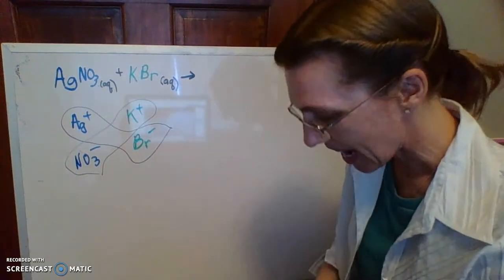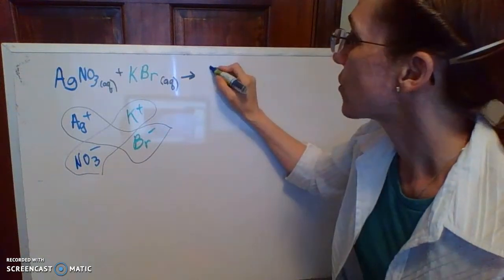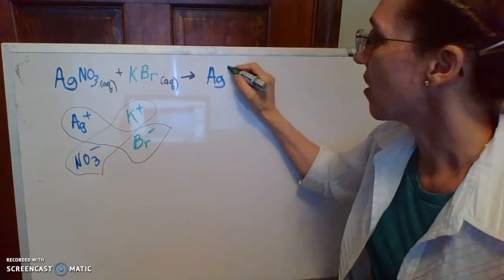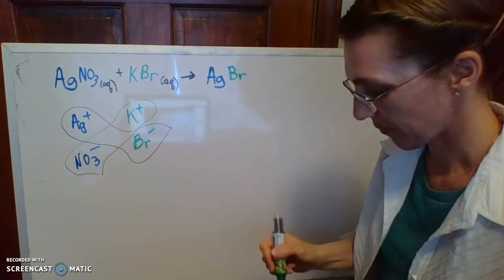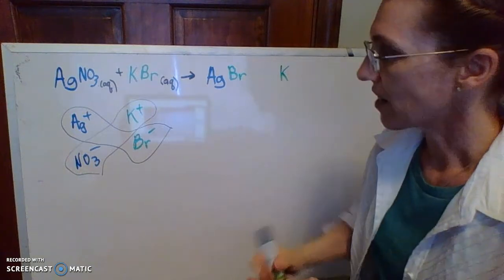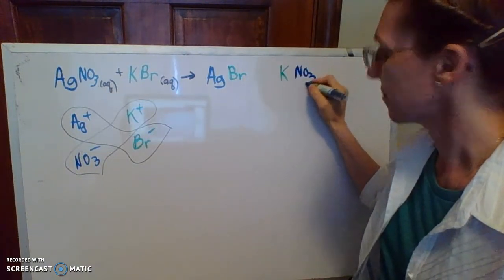Okay, so that's exactly what we're going to do. We're basically just going to have them switch partners. So the Ag goes with the Br, and the K is going to go with the NO3.